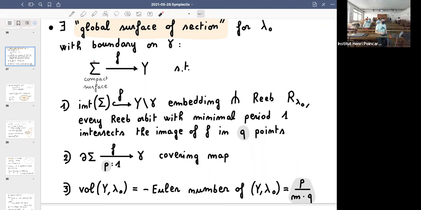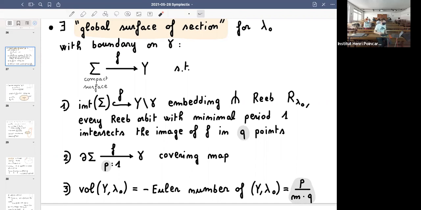So I mentioned that sigma is a compact surface with boundary. The boundary can possibly be disconnected, but the restriction of F to the boundary of sigma is a covering map of the periodic orbit gamma. I'm going to denote by P the number of sheets of this covering map. To be more precise, every connected component of the boundary of sigma is a covering map of gamma with the same number of sheets.